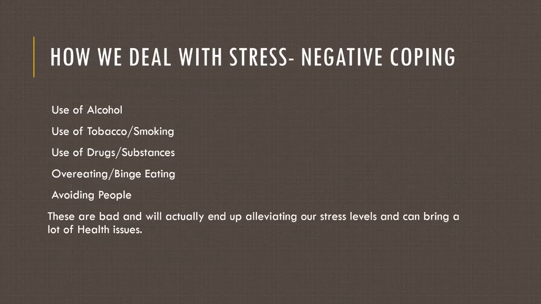So how do we deal with stress? First of all, let's see what are the negative coping. Negative coping. Okay. So the first one being use of alcohol. So sometimes we feel that to remove some amount of stress, we can have alcohol. Next is use of tobacco or smoking.